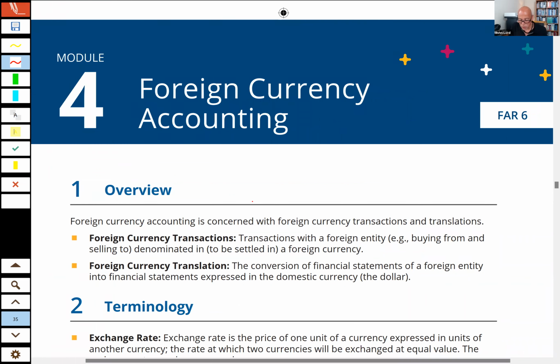Okay, good. But let's go ahead and take a look at this module 4 here, foreign currency from chapter 6. Now, we're going to be looking at a couple of different things. Foreign currency transactions, very straightforward. I'm a US company. I have a transaction with a company in Mexico, and for that particular transaction, I'm going to have to make some adjustments to turn pesos into dollars. Not terribly difficult.